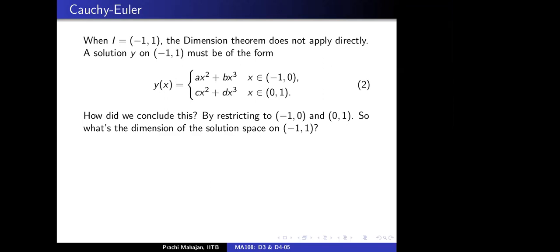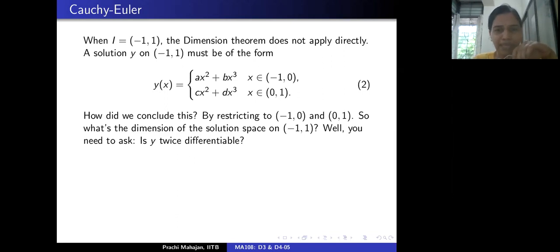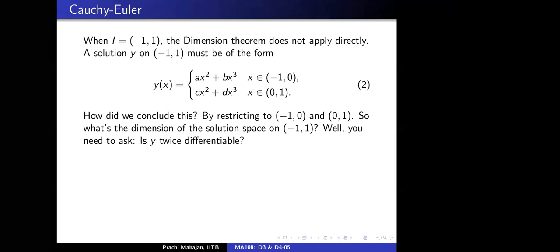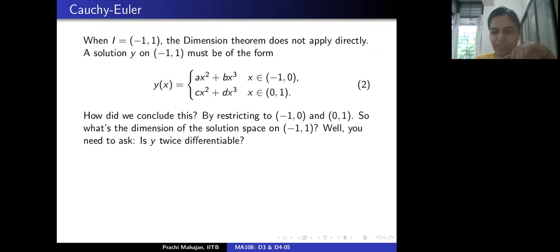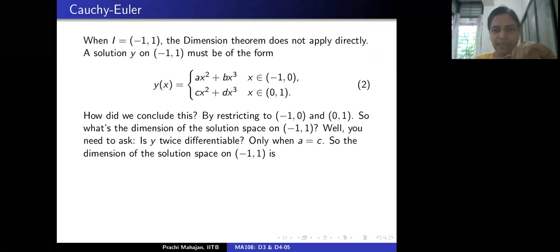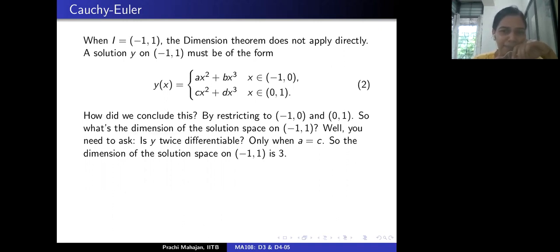No, A and C should be the same. Not necessarily 0, but the same. A and C must be the same, and that is imposed by the twice differentiability of the function y at the origin. So that would mean there are 3 parameters here, right? That would mean that the dimension of the solution space is 3. Is that correct? Yes, ma'am.